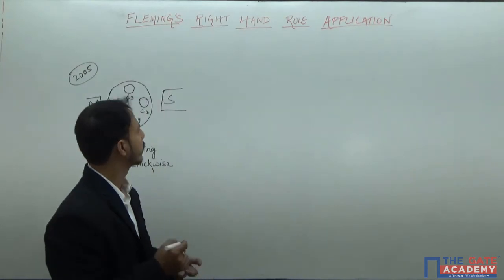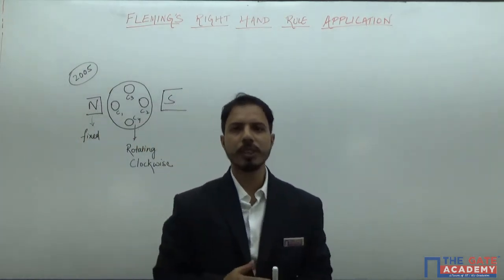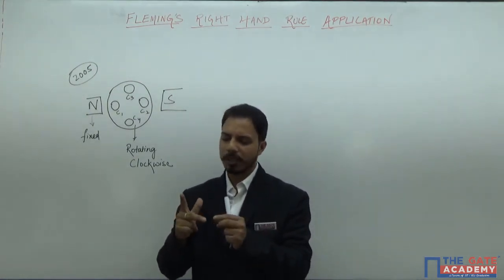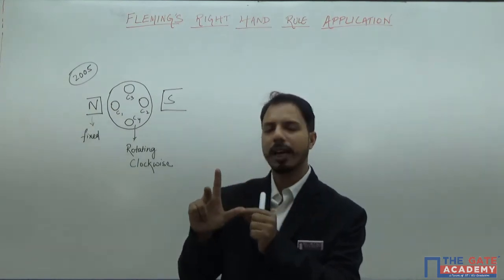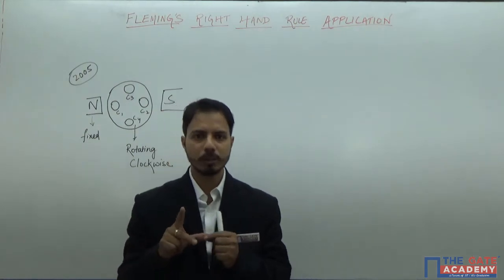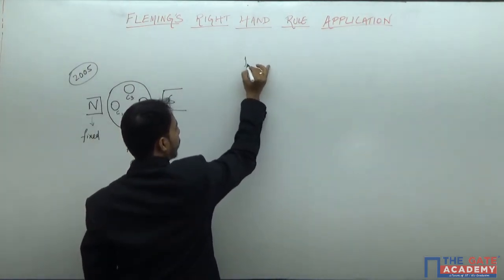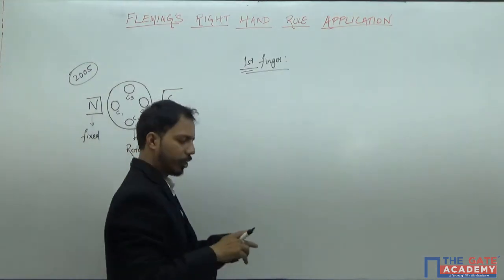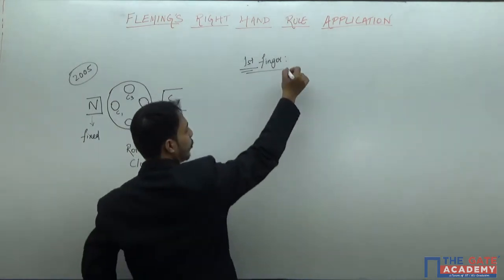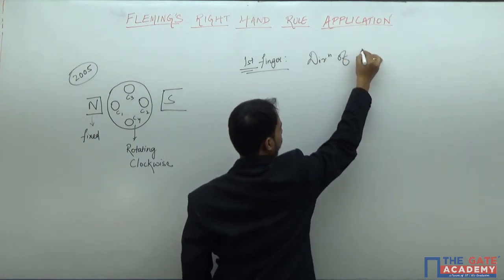So what is Fleming's Right Hand Rule? It means there will be 3 fingers of the right hand: the first finger, the second finger, and the thumb. What does each represent? That is what we have to learn. The first finger represents the direction of field. I will write it here: direction of field.